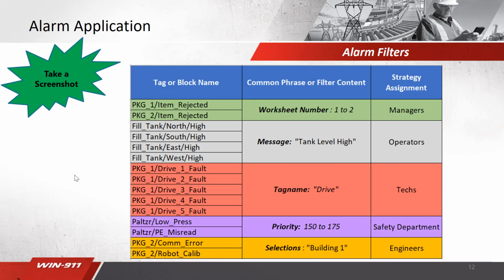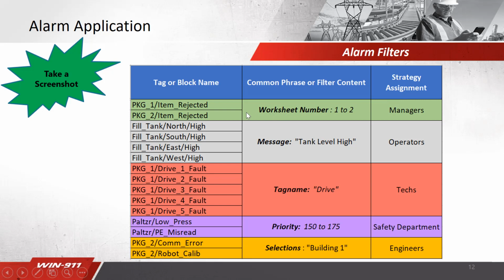Here's an example of some alarms I'll be using to do my filtering demo. And again, down the line, talking about worksheets. So we're looking for not only what do these items have in common, but who do they need to go to? And I've created different strategies. I prefer to make my strategies based on the name of the people I want to notify. So I've named strategies managers, operators, techs, safety department, and engineers. These strategies would eventually point to a tactic or call out list of people.